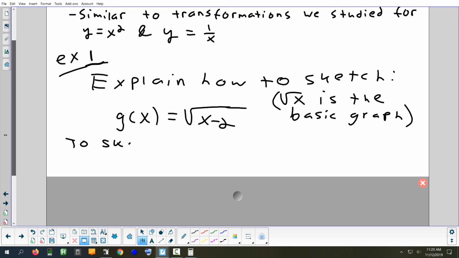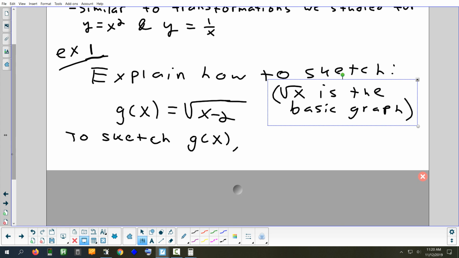So to sketch g of x, what would you have to do to the original? If you had the original on a piece of paper, what would you do to it to change it into g of x? What is that minus 2 doing? Shifting it, stretching it, reflecting it, and then which way? How much? Up, down, left, right? Horizontal shift, which way and how much?